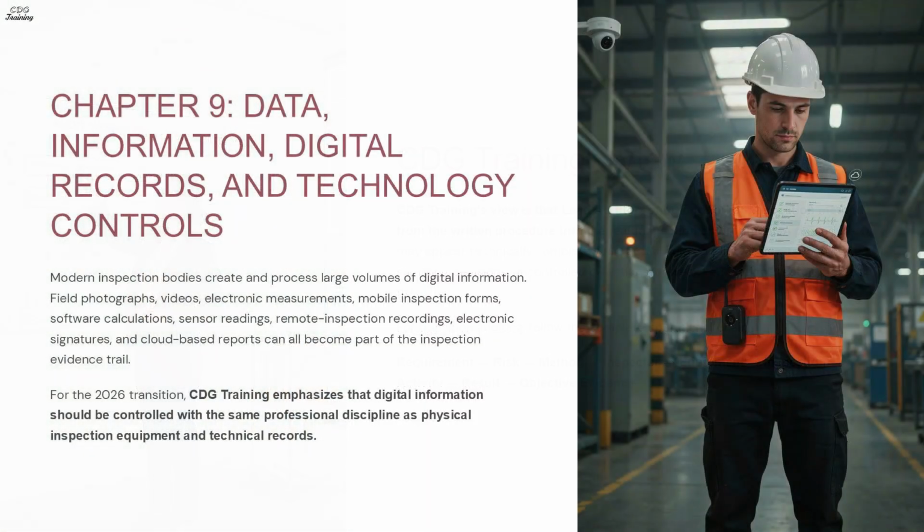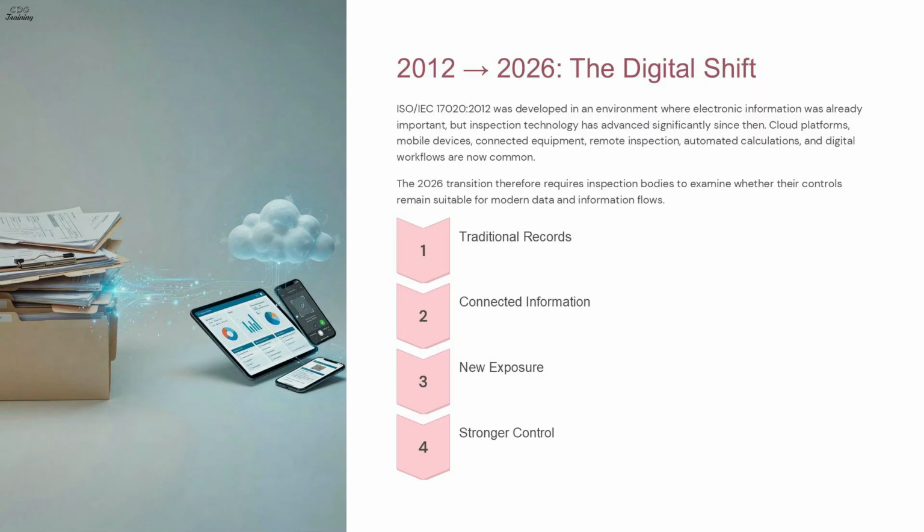In today's digital age, inspection bodies handle vast amounts of data, from field photographs to electronic signatures. As we move towards 2026, it's crucial to manage digital information with the same rigor as physical records. The shift from 2012 to 2026 marks a digital transformation in inspections. With advancements like cloud platforms and automated calculations, inspection bodies must adapt to ensure data integrity and control.